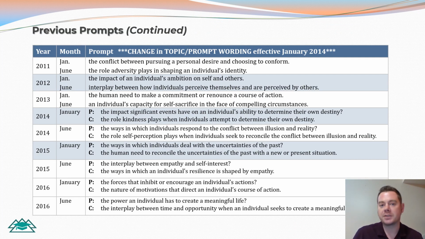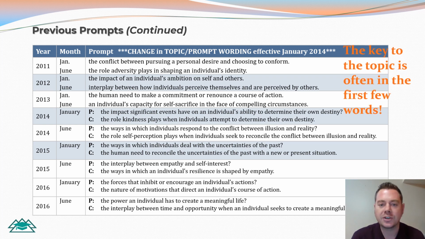So initially, the topics for the personal response and critical analytical response were identical until January 2014, where you see we've got them split up, the P and the C, that's personal and critical, when they decided to take the critical topic and focus it just a little bit more. So January 2014, the personal topic was the impact significant events have on an individual's ability to determine their own destiny. Okay, so that's how significant events play into that. Whereas the critical is the role kindness plays when individuals attempt to determine their own destiny. So it's focused. It's not just significant events, right? It's kindness. So it's a little bit more focused.